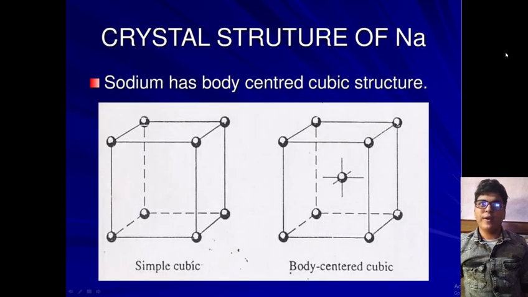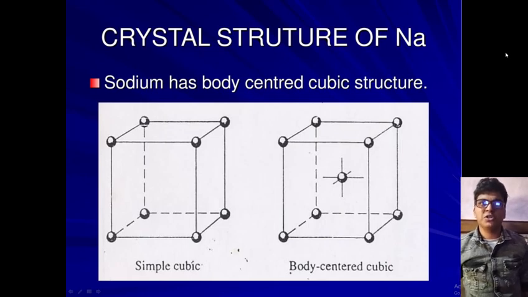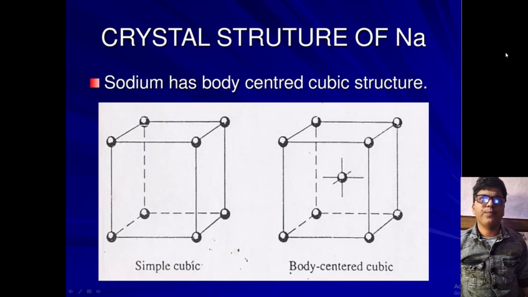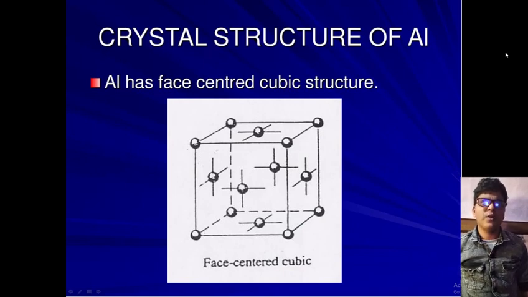Crystal structures of Na. Sodium has a body-centered cubic structure. Here we have the example for simple cubic and we also have the example for body-centered cubic. Crystal structure of Al. Al has a face-centered cubic structure. Here is the example for the face-centered cubic structure.